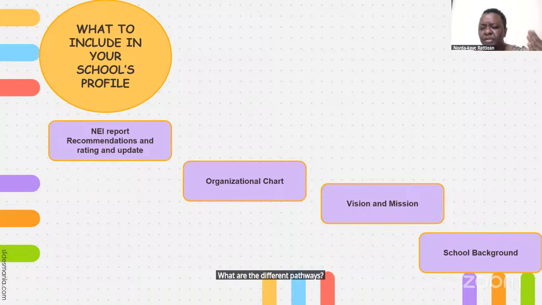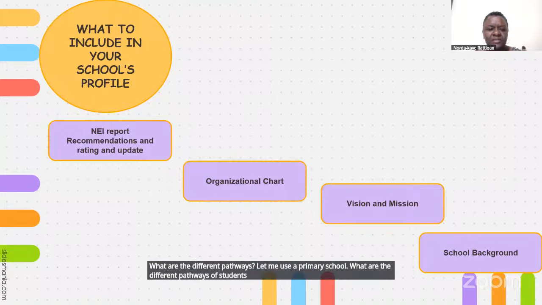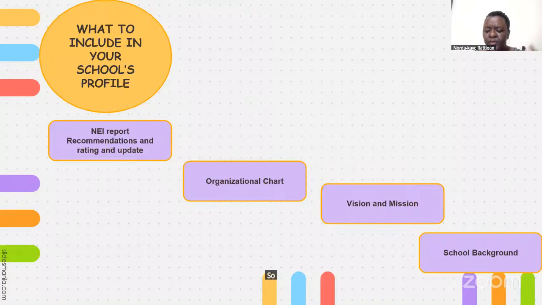I want to see, over the last 3 years, what are the different pathways? Let me use a primary school. What are the different pathways of the students that I have been sending out, these cohorts of students? Over the last 3 years, if the school has been putting out mostly pathway 3 students, I'd say, hey, something is wrong. So these are the things that we look at in your school profile.